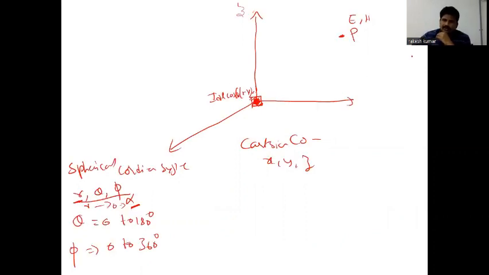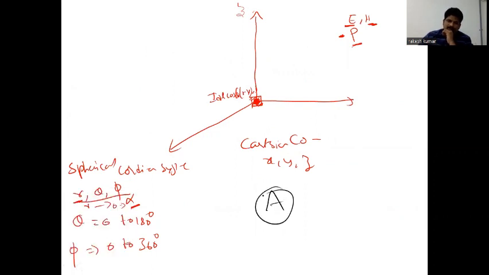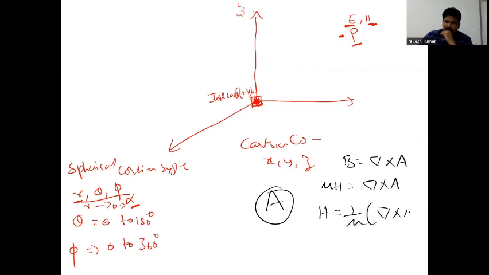What is your aim? At point P, you want to calculate the electric field and magnetic field. What is known? We know the vector retarded potential A. Once you know A, how to calculate the electric field or magnetic field? What is the simple expression? B is equal to del cross A, that means H is equal to del cross A. Therefore, H is equal to 1 by mu into del cross A, nothing but the curl of A. This is how you can calculate the magnetic field component.